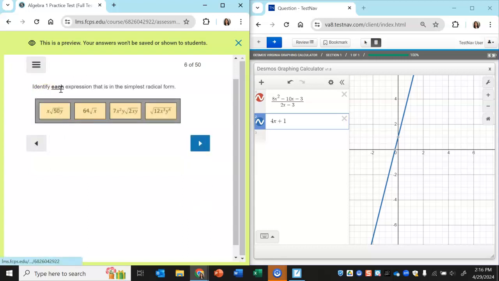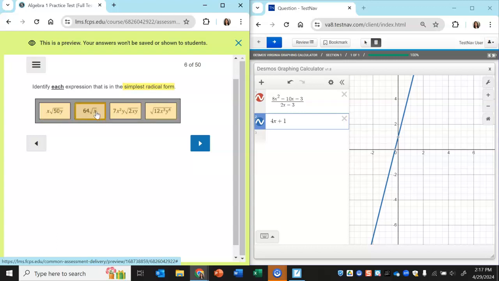Okay, it says here, identify each expression that is in the simplest radical form. Simplest radical form just means that I wouldn't be able to take out anything. For example, the square root of 50, I can further simplify this, right? Because 50 is the same as 25 times 2, and then I can take out the square root of 25, which is 5. So this is not my answer choice. It's not in simplest form.